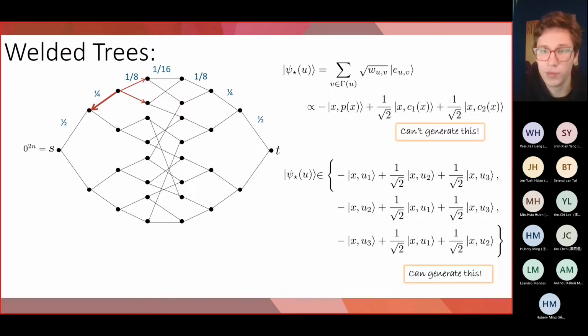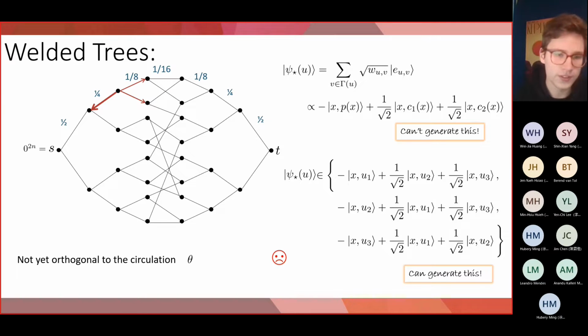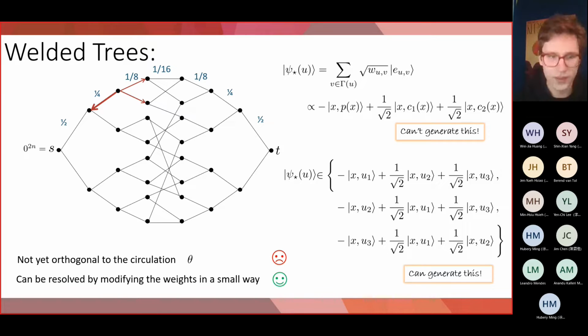But remember, that was the easy part. Just creating more options is nice, but it's not yet orthogonal to the circulation. But luckily for us, we can just kind of modify the weights of this graph in a very small way, such that we can still make it orthogonal to the flow. So I'll show this first. So first I will show why it's not yet orthogonal to the circulation theta.